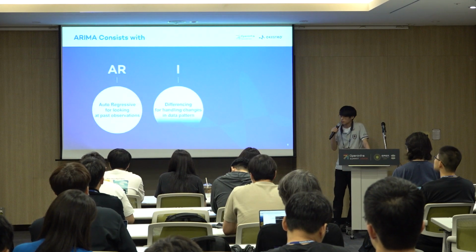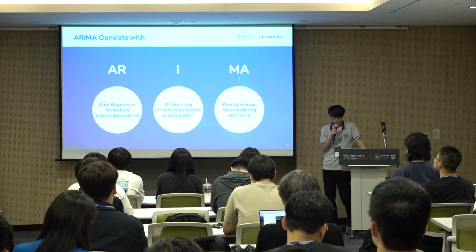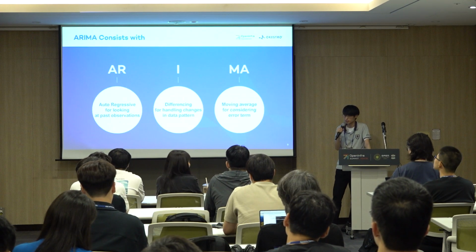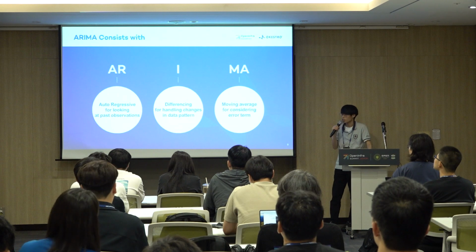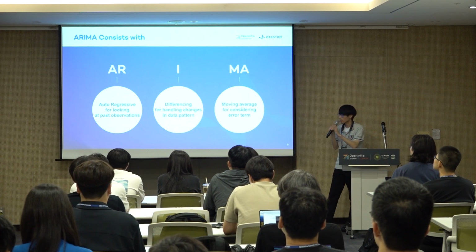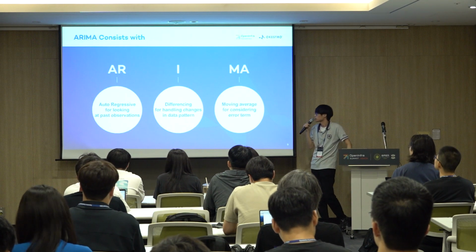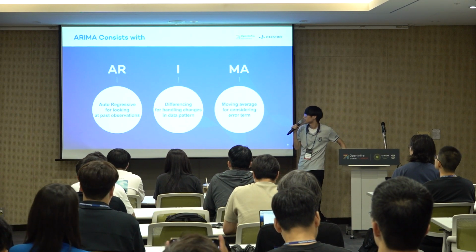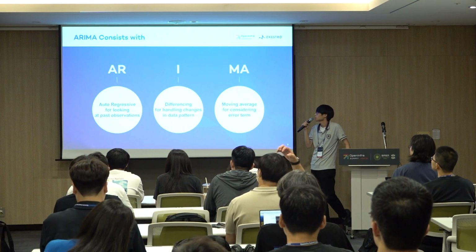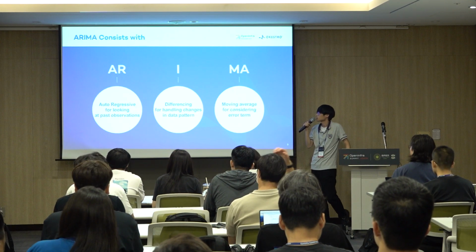So first, ARIMA consists of these three integrated functions: auto-regression, which predicts future data based on previous data; moving average, which reduces prediction error; and differencing. So ARIMA is AR, auto-regressive, I, integrated, MA, moving average.